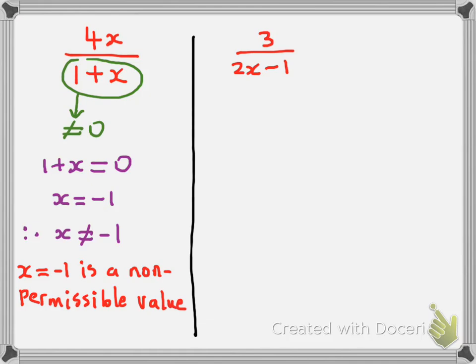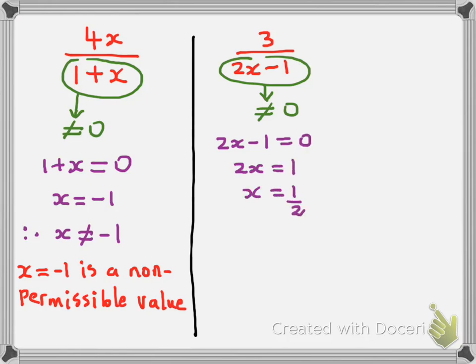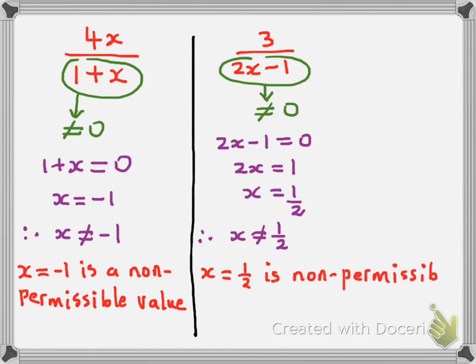3 divided by 2x minus 1. Our denominator must not be 0, like we said previously, which means that if we assume that it is 0, 2x minus 1 is 0, we will solve that equation by adding 1 to both sides. We get 2x equals 1, and dividing by 2 implies that x equals 1/2. Now that means that when x is 1/2, your denominator will become 0, which is criminal. You can't have that. Therefore, we will say that x is not 1/2, and x equals 1/2 becomes a non-permissible value in that rational expression.